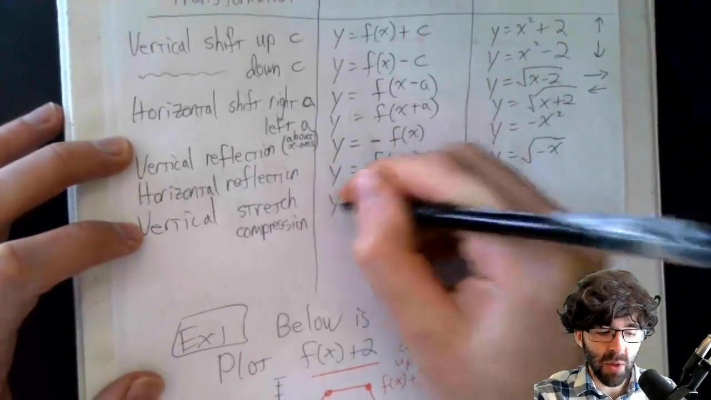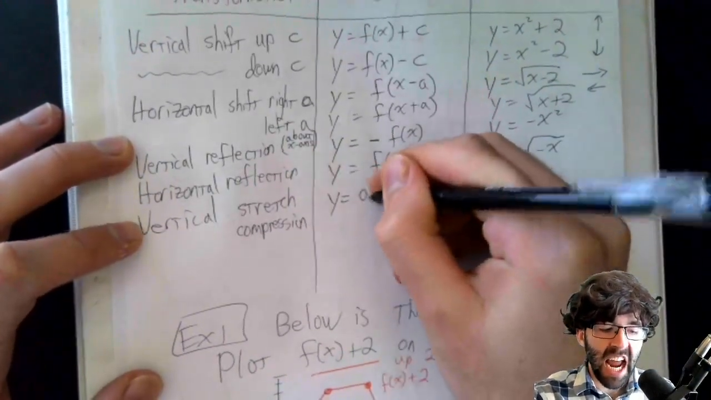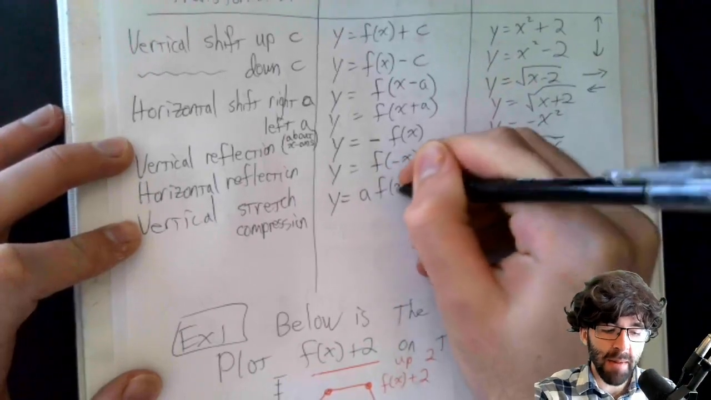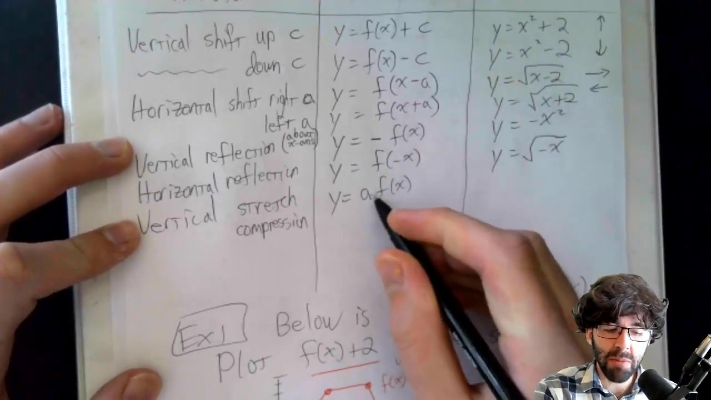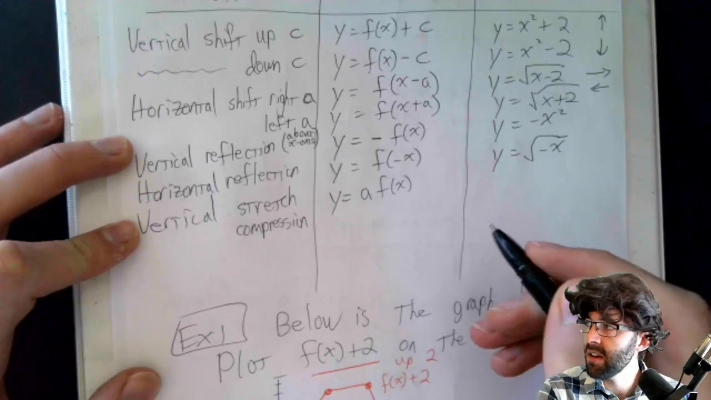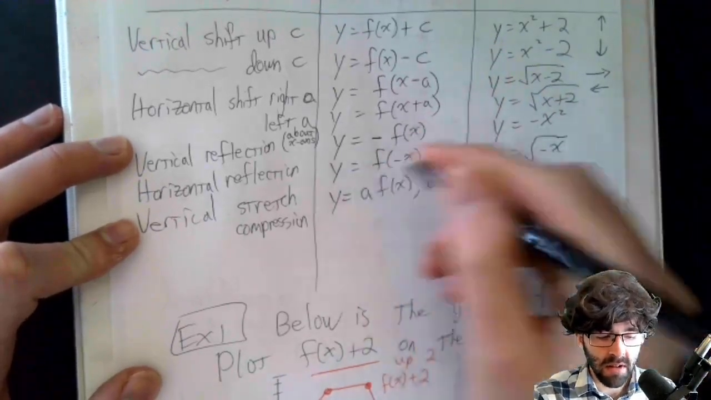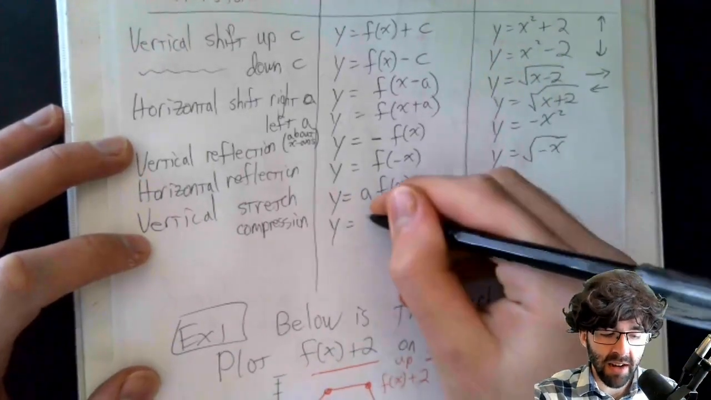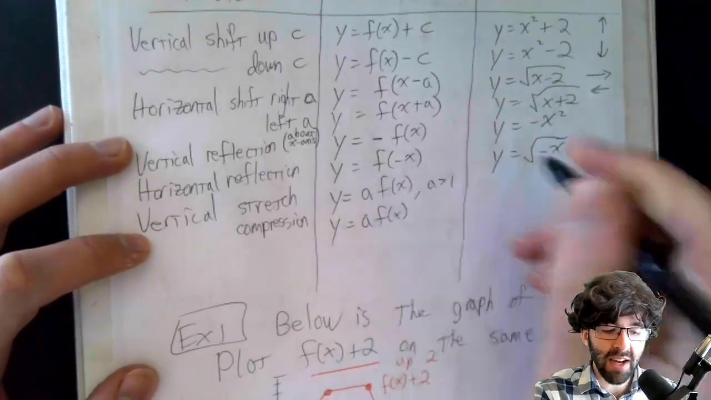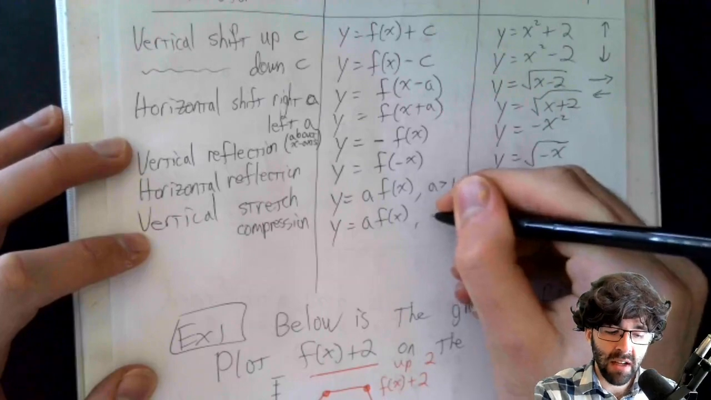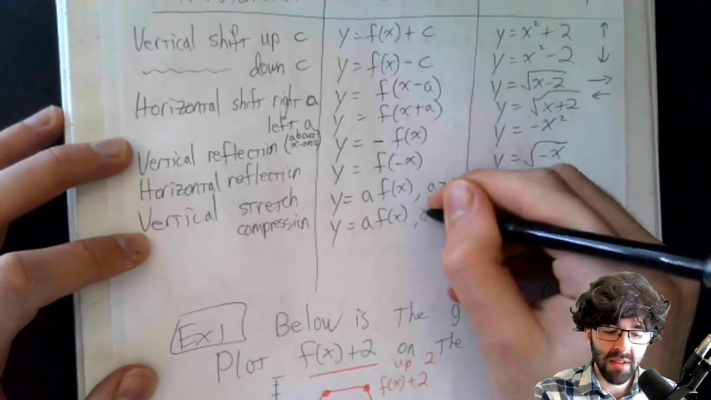So vertical stretch was y equals a times f of x. Remember, vertical is always on the outside. We're multiplying the outside of the function. But here, a has to be bigger than 1. And compression is the same thing, right? Y equals a f of x, but this time it's a small fraction, where a is less than 1.